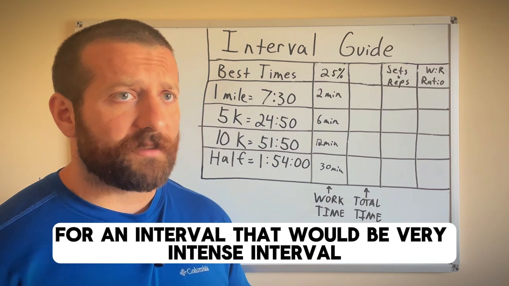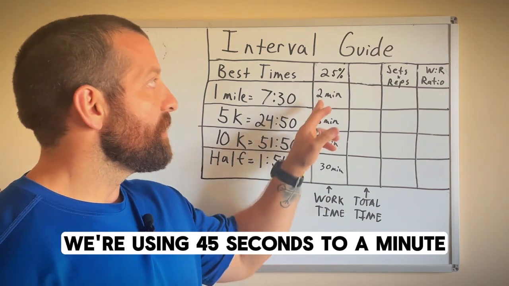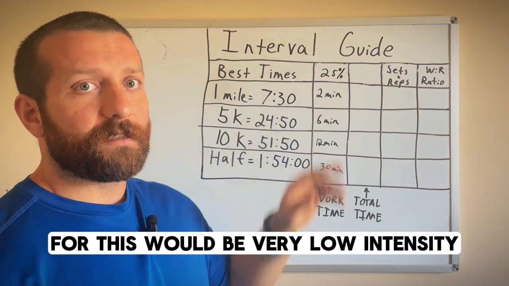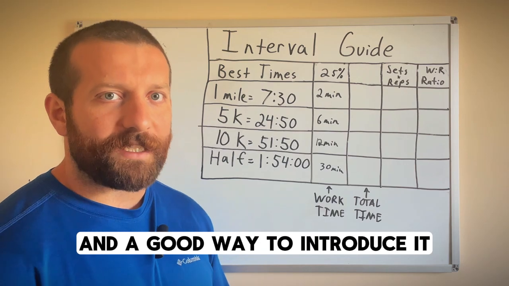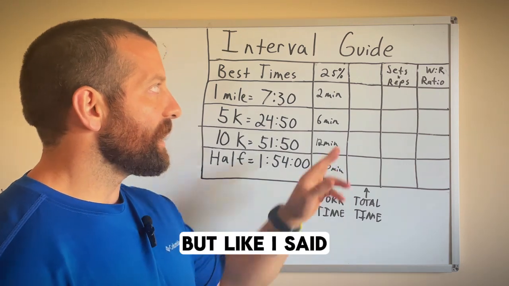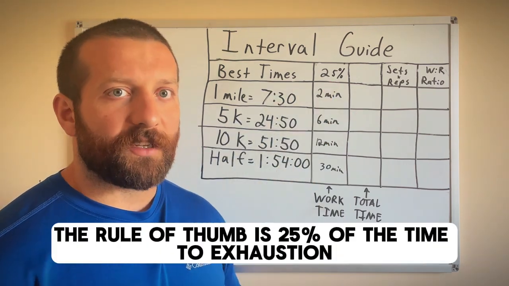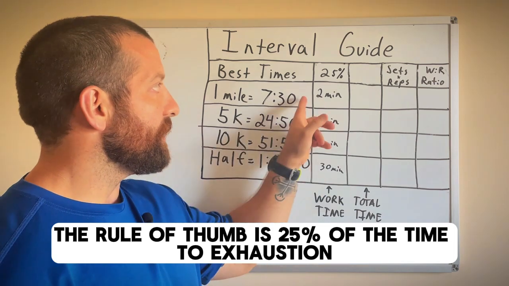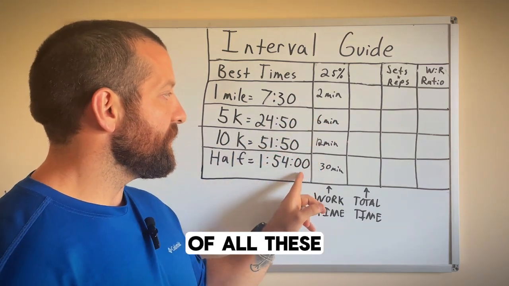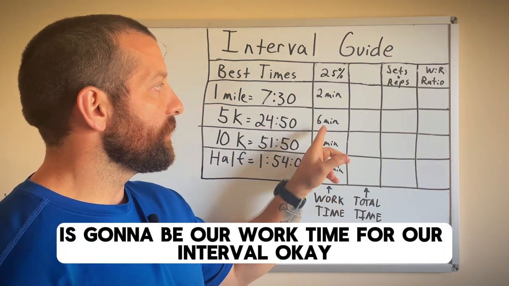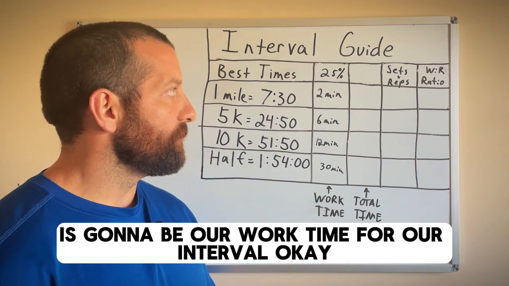That would be a very intense interval. We're using 45 seconds to a minute. This would be very low intensity and a good way to introduce it. But like I said, the rule of thumb is 25% of the time to exhaustion of all of these is going to be our work time for our interval.